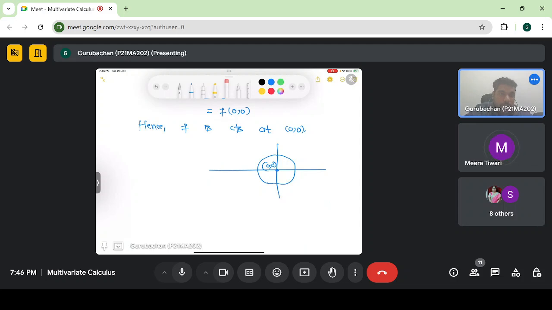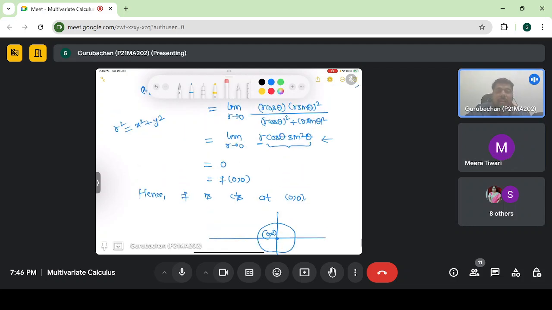Sir, my question is how this circle covers all these curves. See, I am not saying that these are covering all the curves. I am just taking the help of polar coordinates to show the existence of the limit. Okay. Clearly, it is independent of r.